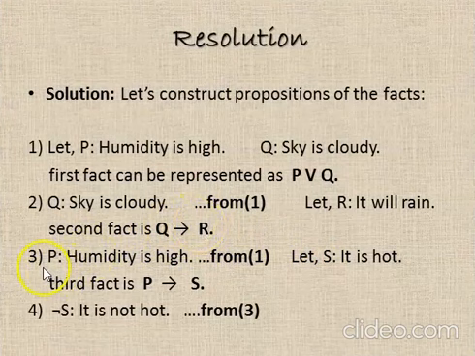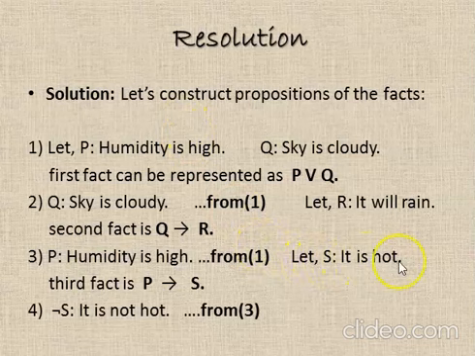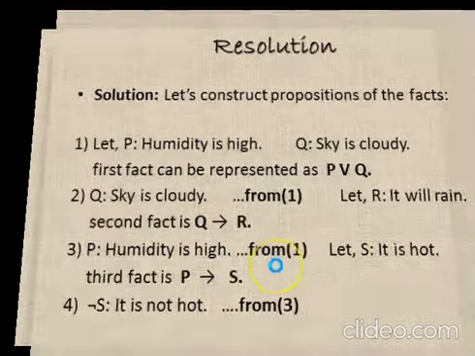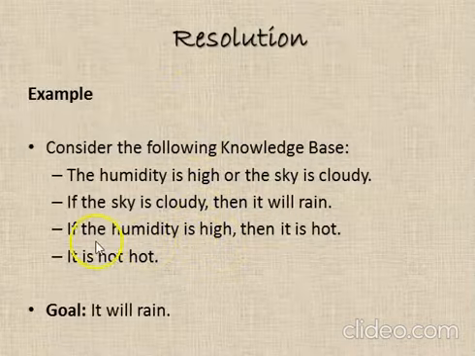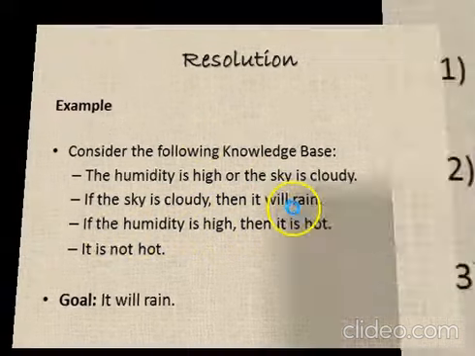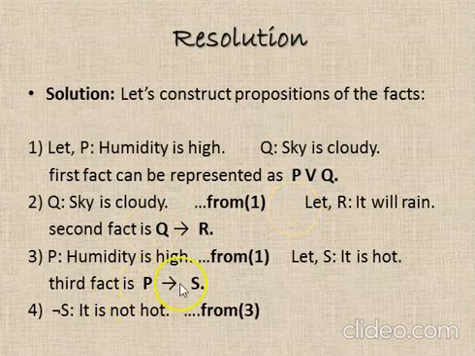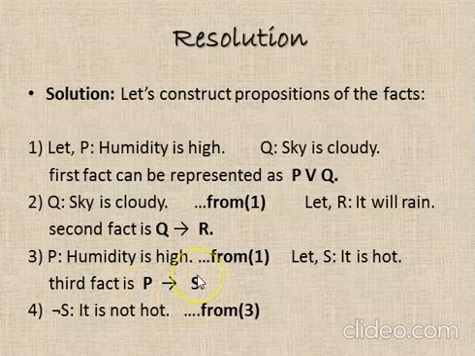And on to the third fact, we can have this assumption: P is humidity is high from 1, then let S be it is hot. So again, they are related statements. If the humidity is high, then it is hot. So it can be written in FOL as P implies S. If the humidity is high, it is hot.